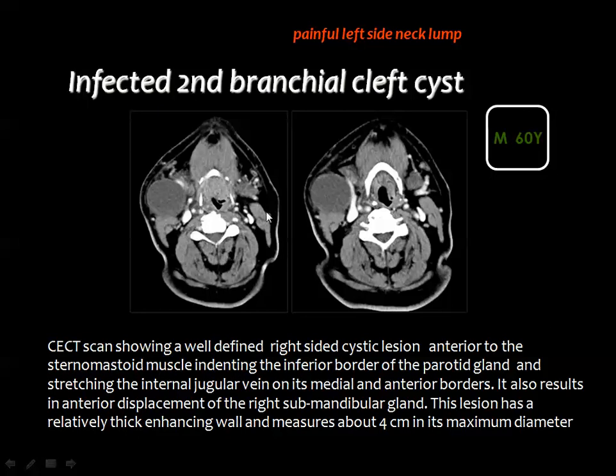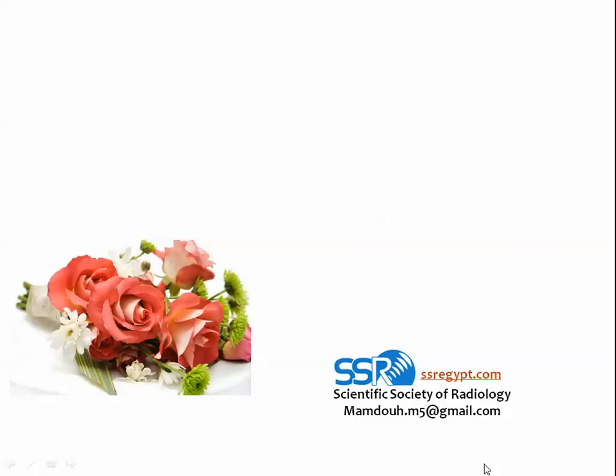Then if you see a cystic lesion in this particular area, posterior to the submandibular salivary gland, anterior to the sternomastoid muscle, you may think of a second arch branchial cleft cyst. And if this cyst is marginally enhanced, and if the fat planes around are stranded, then you know that you are dealing with an infected second branchial cleft cyst.